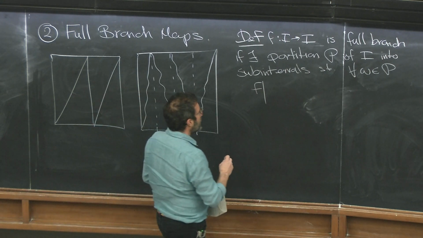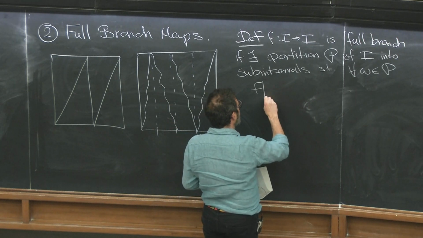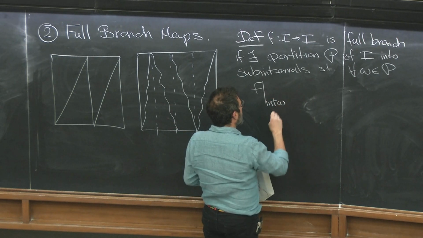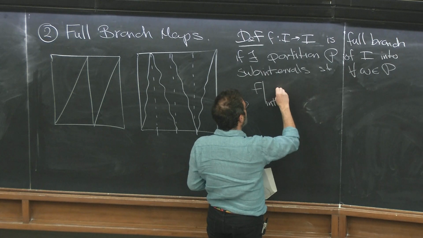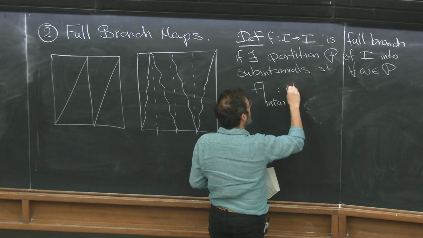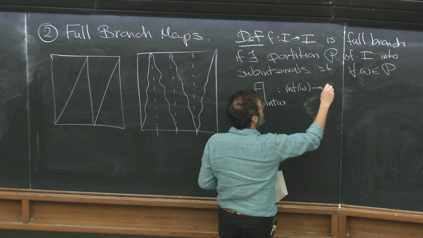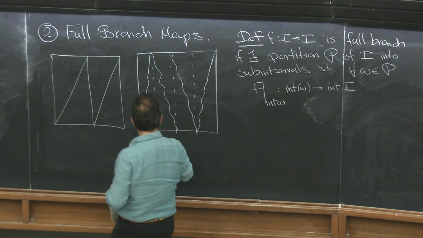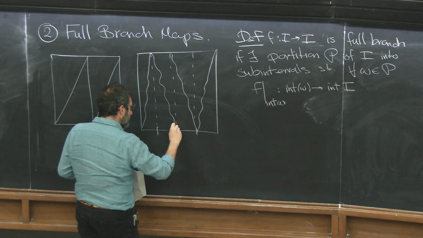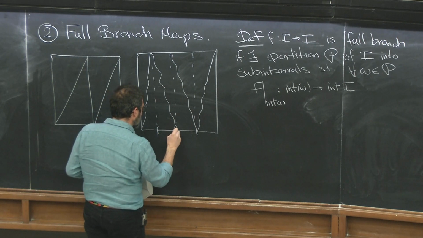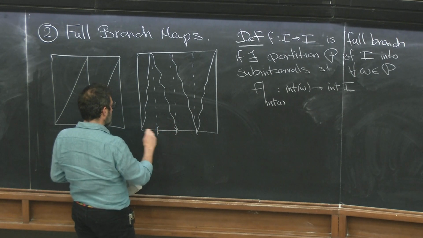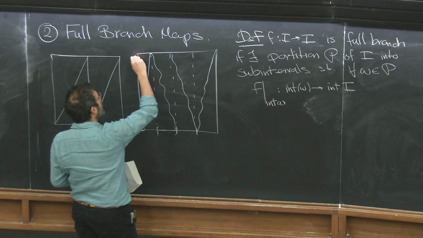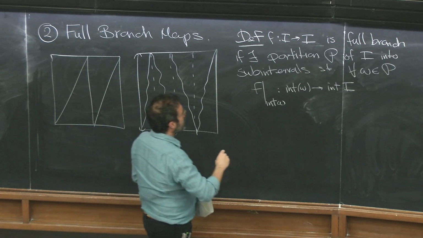So now I will make the condition on the interior: f restricted to the interior of omega maps the interior of omega to the interior of the interval I. Just to make it formally correct, I'm going to say that the interior of this interval maps to the interior of the whole interval as a bijection.